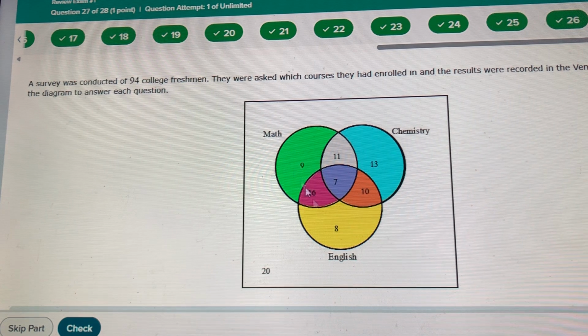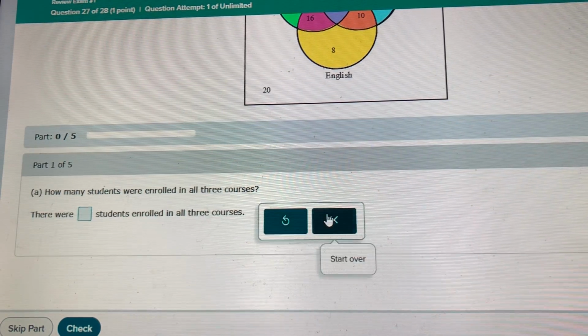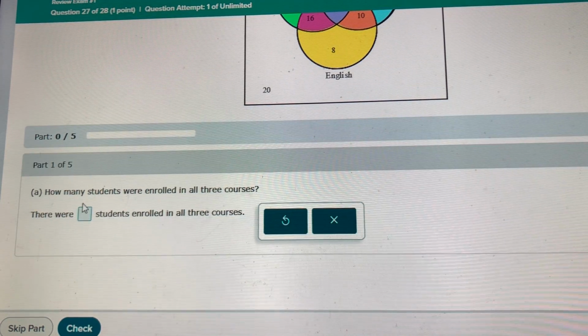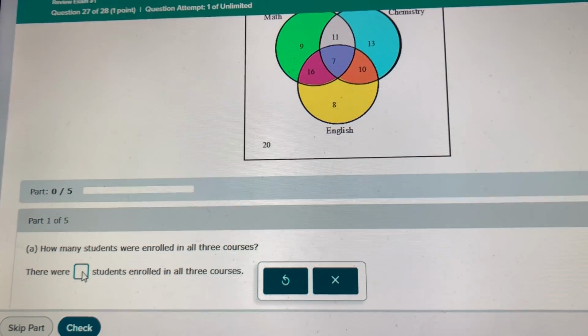Okay, here's a 3-circle Venn diagram with math, chemistry, English. 7 people are in all 3. How many students were enrolled in all 3? Yeah, I literally predicted what the first question would be, 7. And it's not percent, it's how many. How many are in all 3 classes? It's that middlemost portion, the purple section, 7.